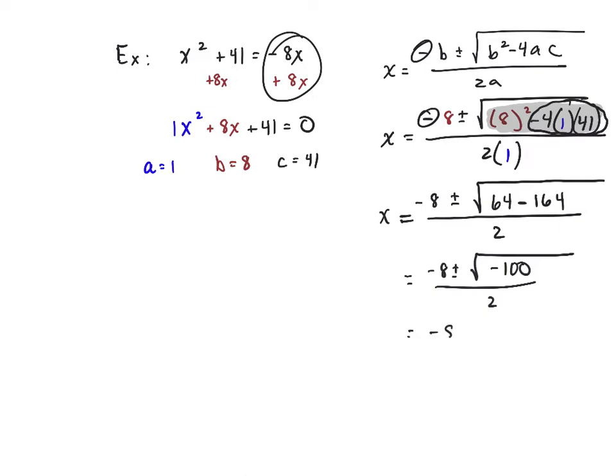And that is negative 8. I can square root a negative now because I know the imaginary number, and I know the square root of 100 is 10, so it's 10i. And then we just divide everybody by 2. Negative 4 plus or minus 5i. And we're done.